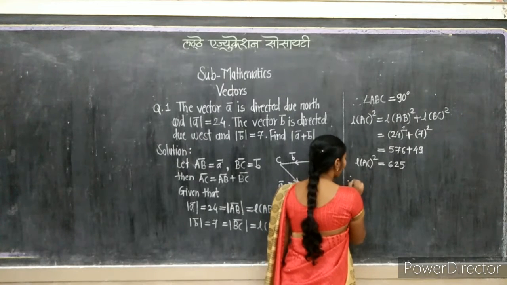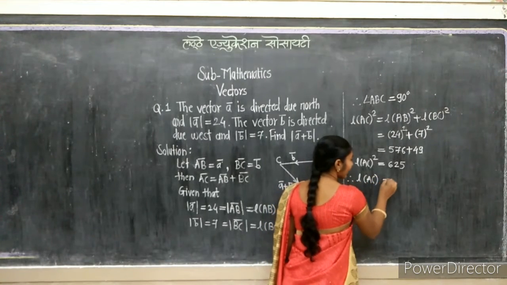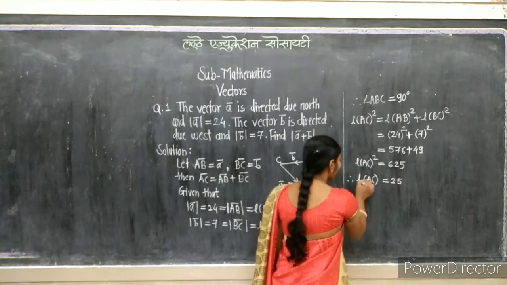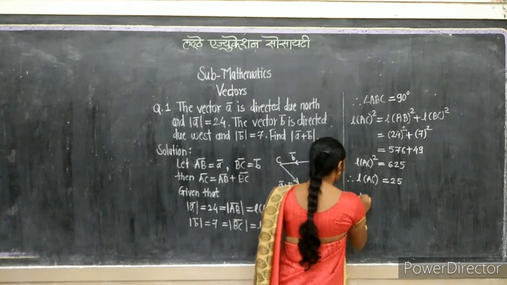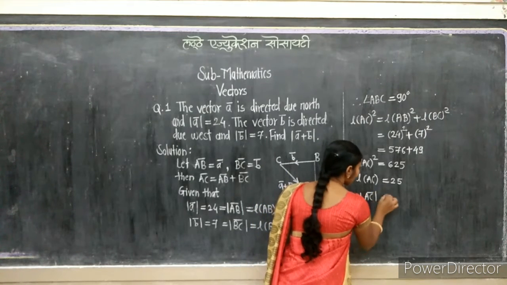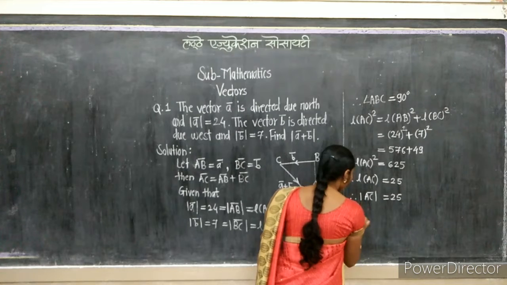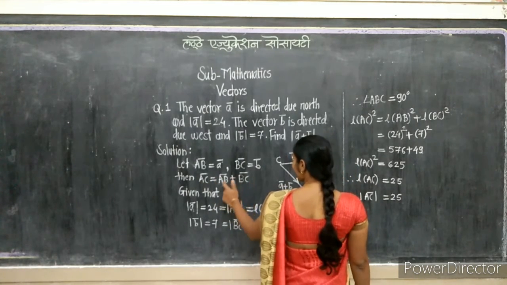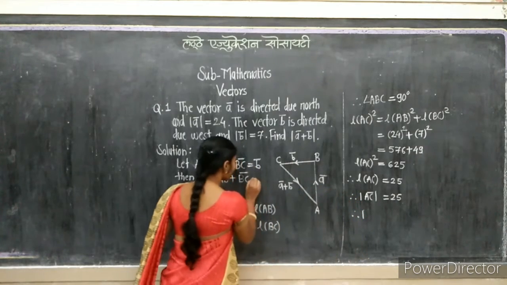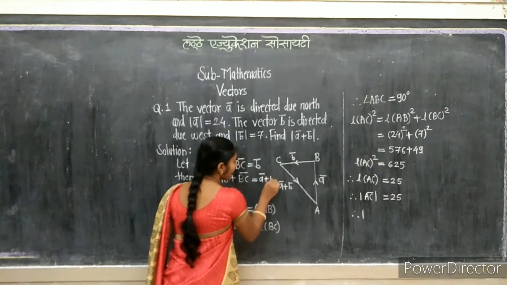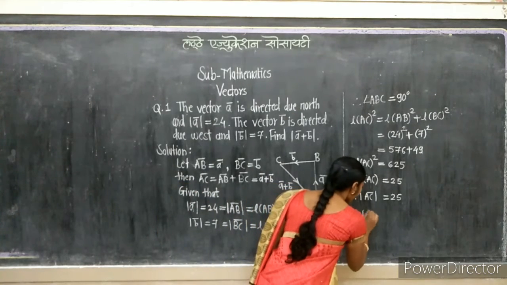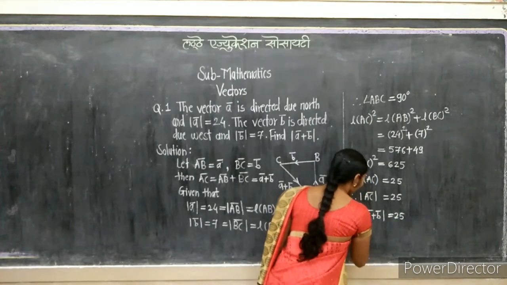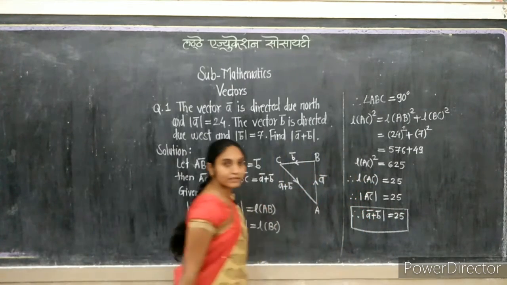Therefore taking square root on both sides we get length of AC is equal to 25. Length of AC is equal to magnitude of AC bar, which is equal to 25. Therefore mod of AC bar is equal to AB bar plus BC bar, which is also equal to A bar plus B bar. Here magnitude of A bar plus B bar is equal to 25, which is the required answer.